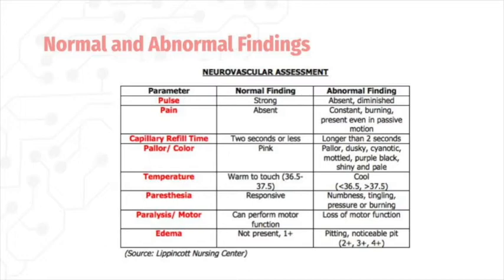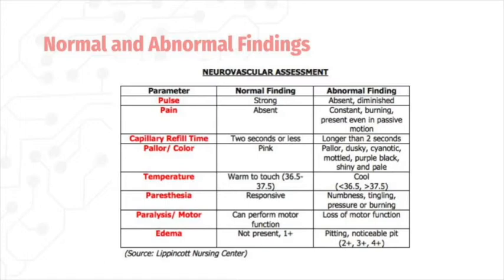So for the third parameter, we have capillary refill time. For the normal finding, the nail bed gets back its color in 2 seconds or less. For the abnormal finding, it takes longer than 2 seconds for the nail bed to gain back its color. So capillary refill time is a very good indicator if blood flow to the extremity is being compromised.